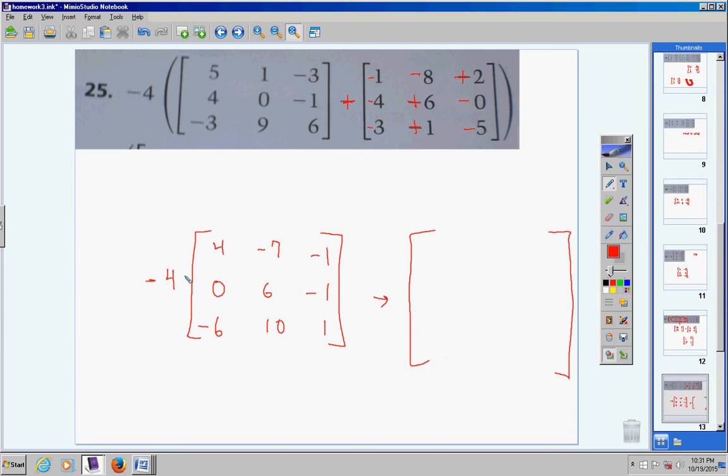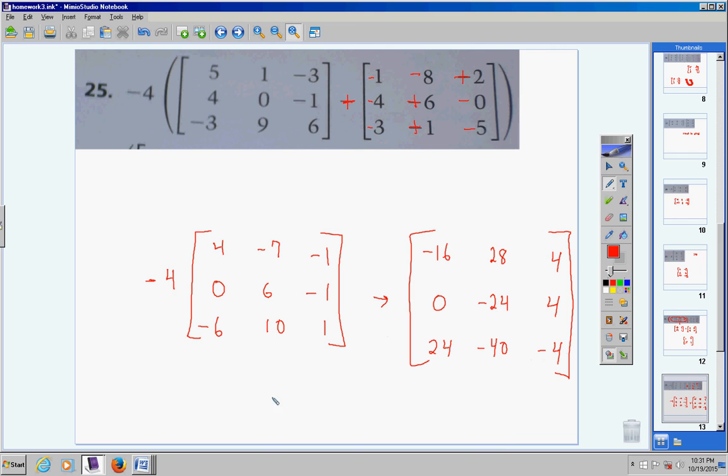Alright? Negative 4 times 4. Negative 4 times negative 7. Negative 4 times negative 1. Negative 4 times 0. Negative 4 times 6. Negative 4 times negative 1. Negative 4 times negative 6. Negative 4 times 10. Negative 4 times 1. And there we go.